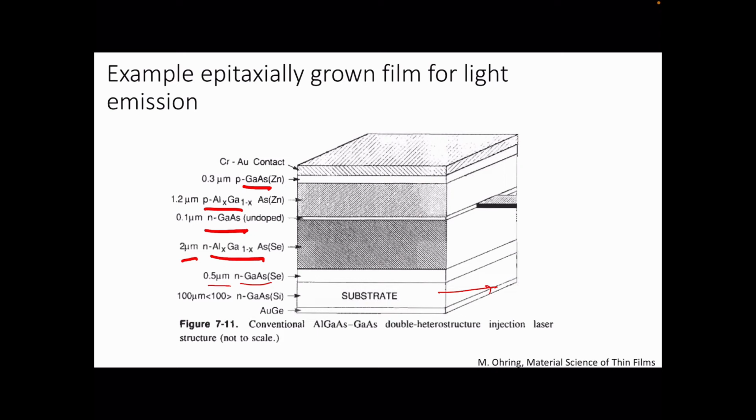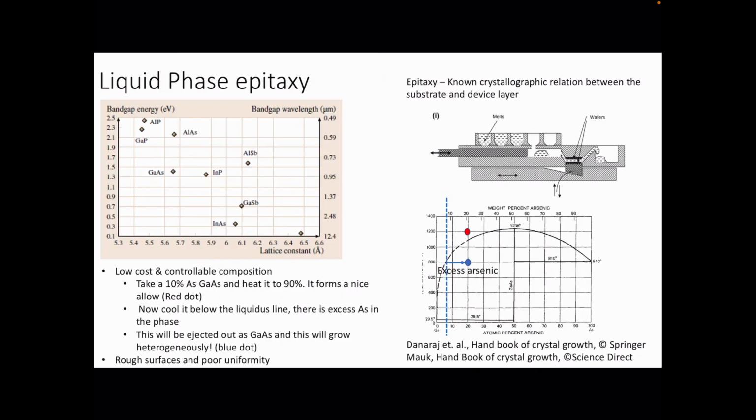This is used for light emission. Can you guess where the emission would happen? It would obviously happen in the undoped region, right? So this is the region in which it will typically happen. So the probable place where the light will be emitted maximum is in this region, in the intrinsic layer, right?